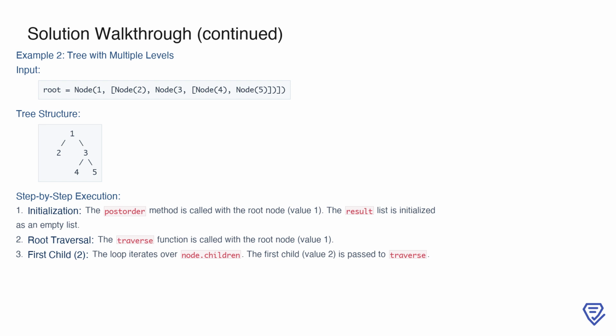Now, we examine a more complex tree with multiple levels. The root node has a value of 1 and 2 children, node 2 and node 3. Node 3 further has 2 children, nodes 4 and 5. The postorder method is called with the root node, and as before, we initialize an empty result list. The traverse function is then called with the root node. The function begins iterating over the children of the root. The first child, node 2, is encountered and passed to the traverse function. Since node 2 has no children, its value is added directly to the result list. This is the first step in building the postorder traversal result.